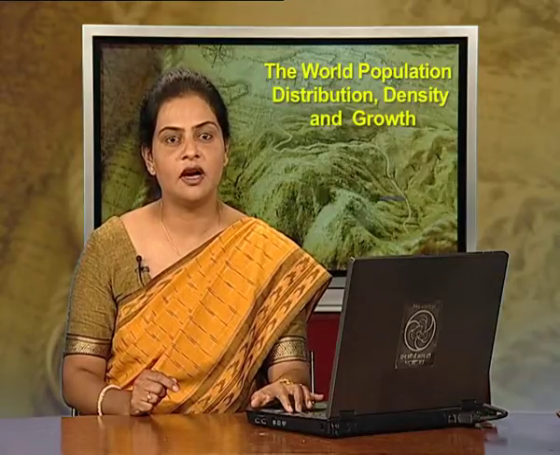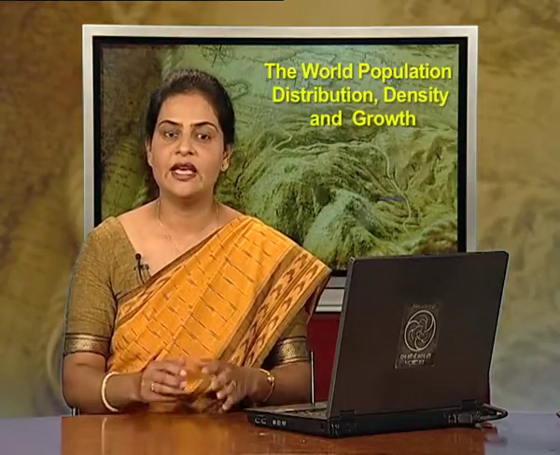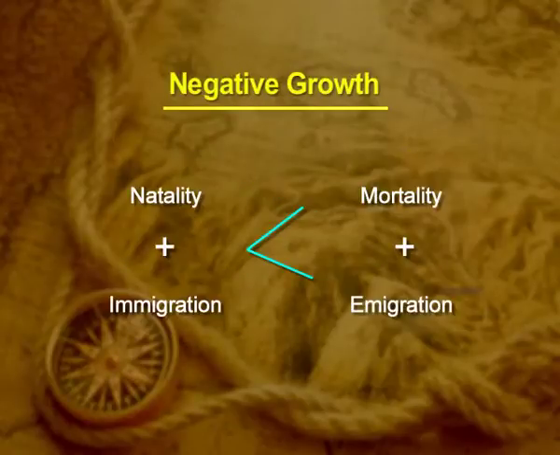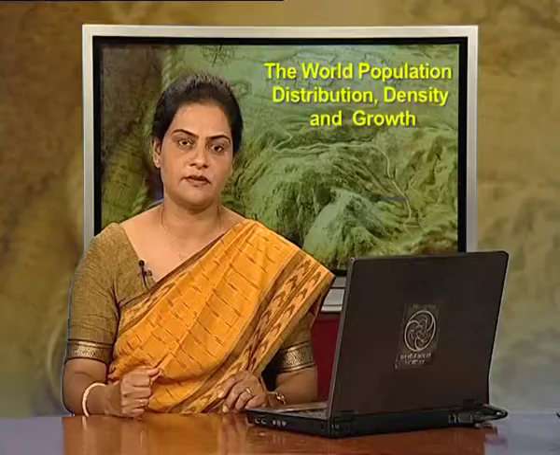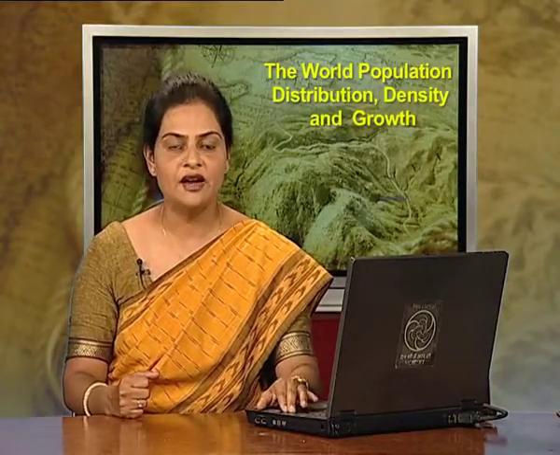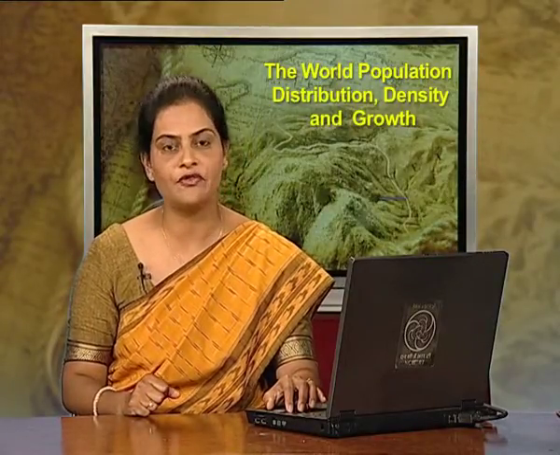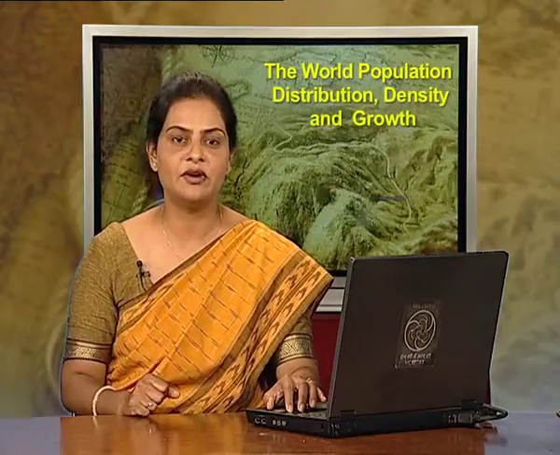We register a positive growth when the birth rate and immigration are larger than the death rate and emigration. The negative growth is registered when birth rate and immigration are smaller than the death rate and emigration. So, we have to look at everything holistically in order to explain the growth of a region, the demographic growth of a region.